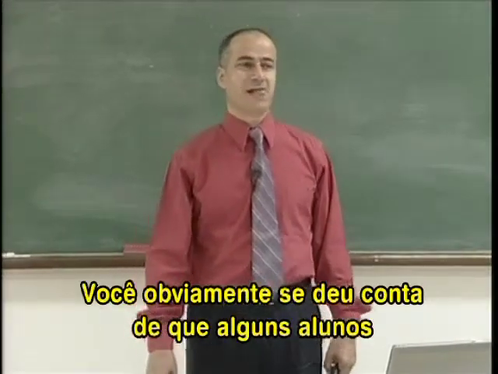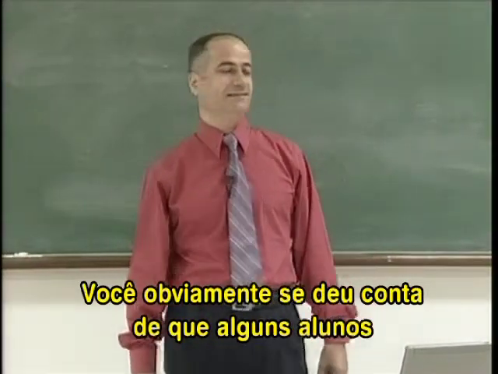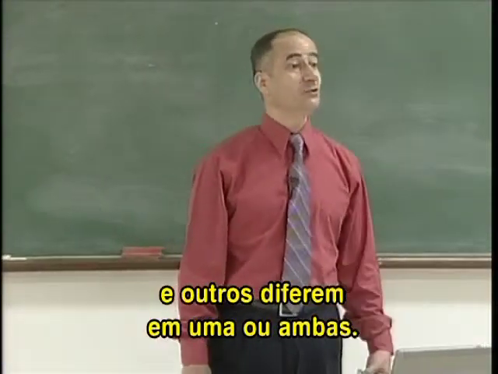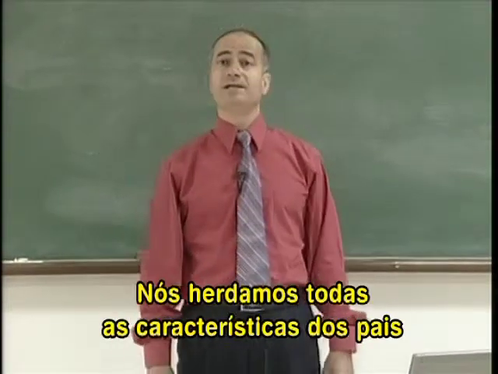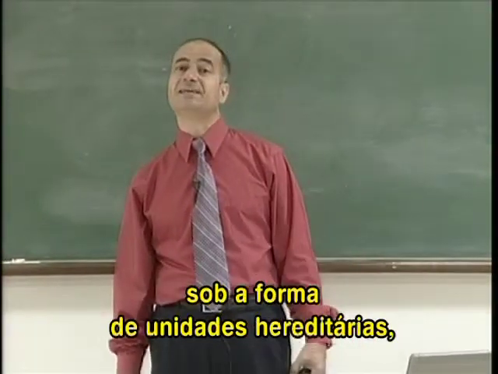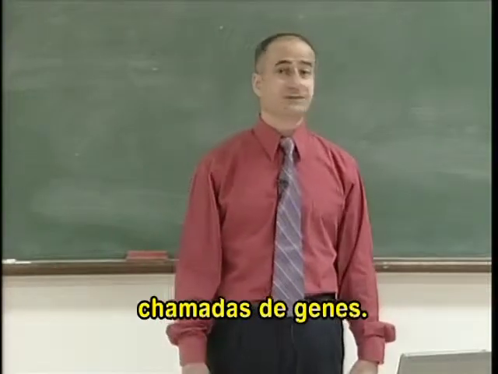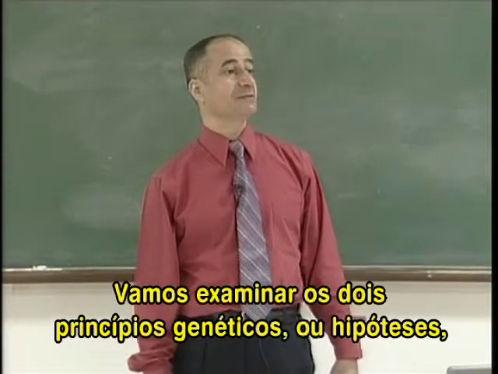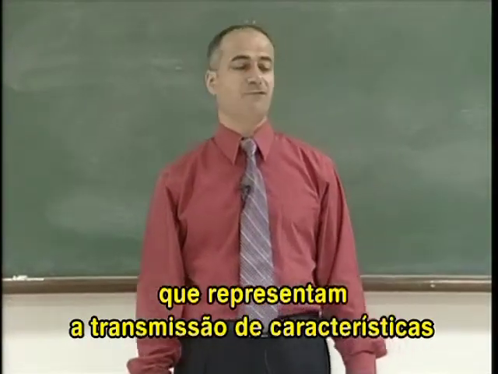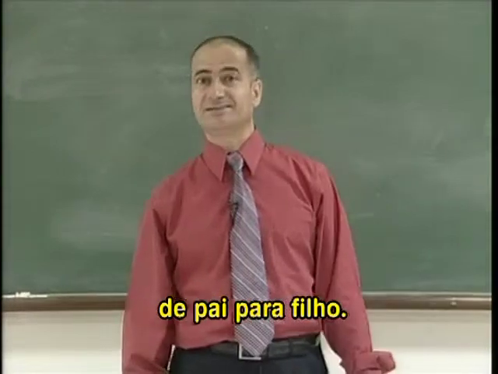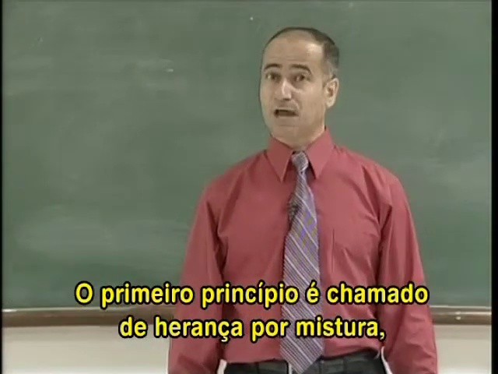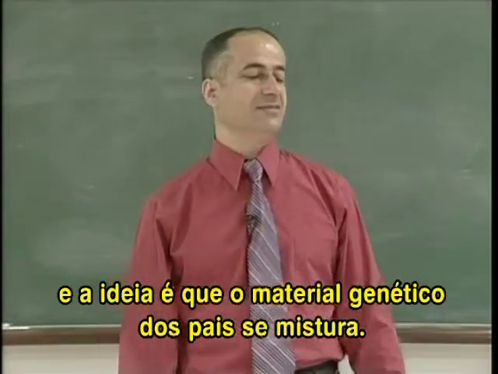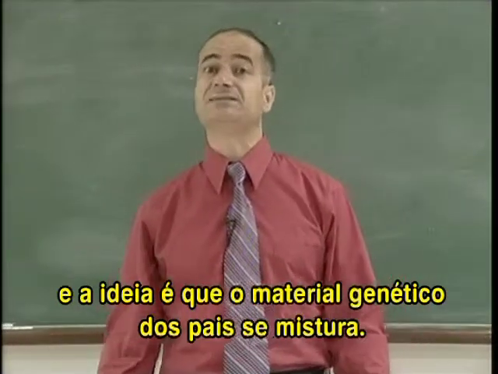Welcome back. Obviously, you realize that some students share one or both traits, and others differ in one or both of them. We inherit all of our traits from our parents in the form of hereditary units called genes. Now let us examine the two genetic principles or hypotheses that account for the passing of traits from parents to offspring. The first principle or hypothesis is called the blending hypothesis, and it's the idea that the genetic material from the two parents blends together.